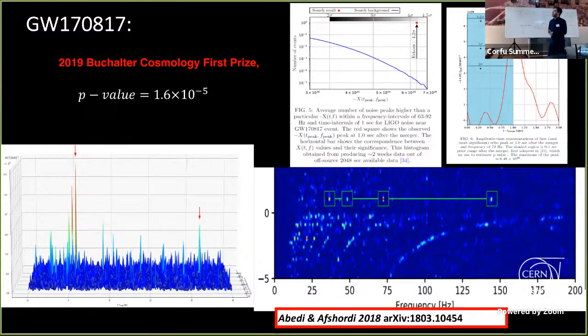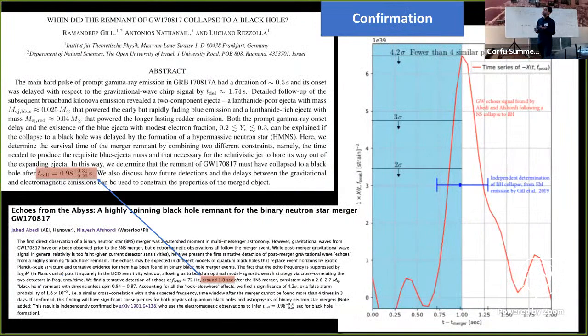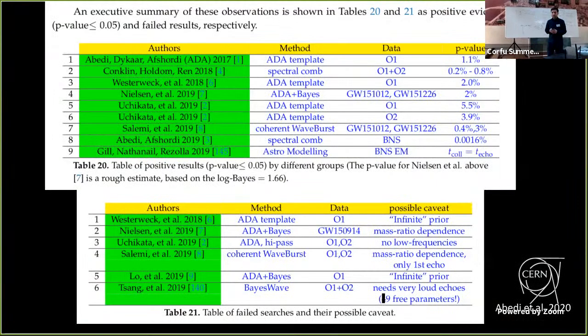We received confirmation from another paper, based on electromagnetic observation. They found that this merger should have collapsed to a black hole at 1 second, which is the same time delay at which we found the signal of echo. Other people also looked for echoes, and almost half of them didn't find positive signals, and the other half found either mixed results or negative results. We report that in our review paper.